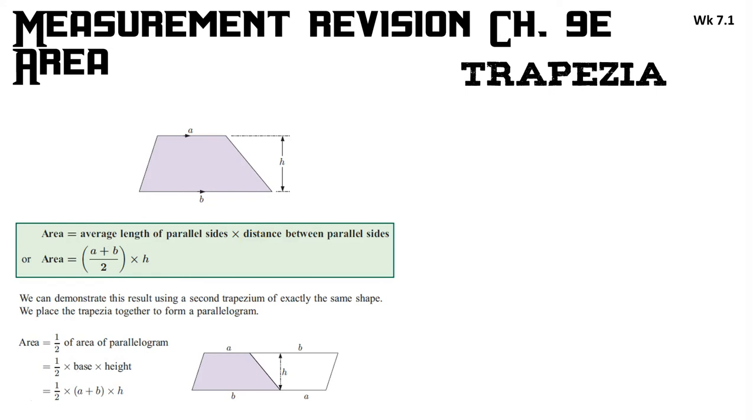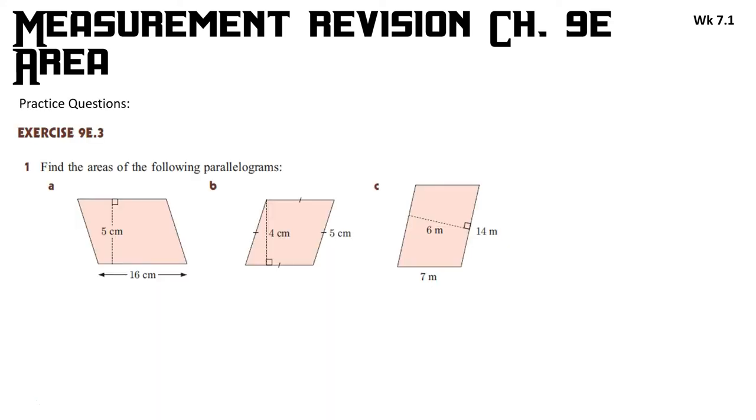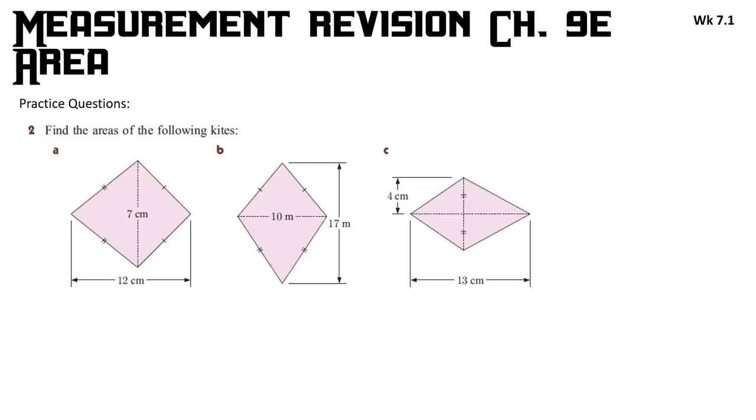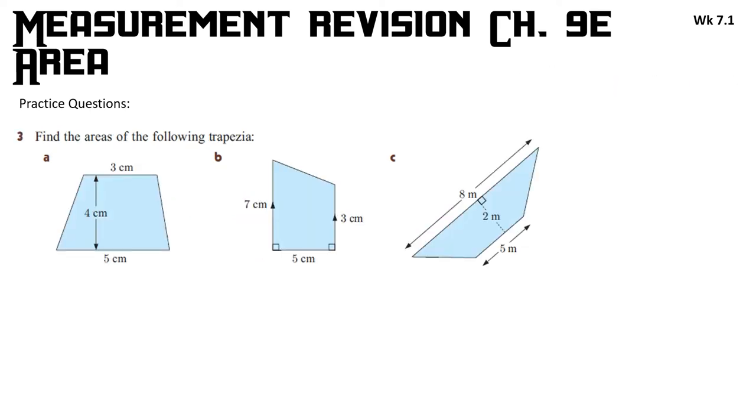As we saw in the video, the area is the average length of the parallel sides times the distance between the parallel sides. So if we do A plus B, divide it by 2 and times it by its height, just like we saw in the video. Now I want you to do the following questions. So this is asking about the area of parallelograms. This question is talking about finding the area of kites. And this one is talking about finding the area of trapeziums.